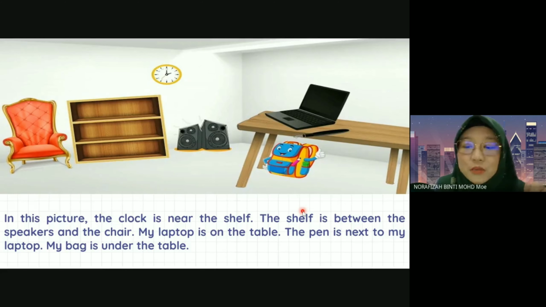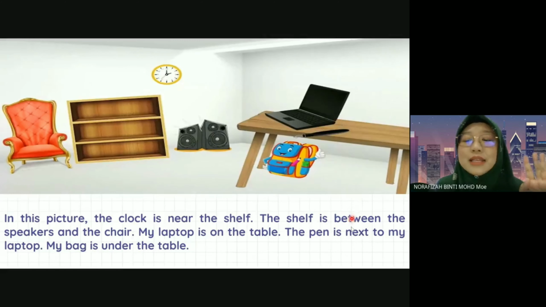Shelf ni awak nampak tu cuba ayat. Okay, the shelf, benda ni kita pilih. Dia satu je, so letak is. Lepas tu dia between, di antara the speakers and the chair. Dia antara speaker ni dengan chair. Dia duduk tengah-tengah. So between, second sentence. Third sentence. My laptop. Okay, saya punya laptop. Okay, awak letak benda dulu. Laptop ada satu. So kita guna is. Is on the table. Atas meja. Third sentence. Fourth sentence.